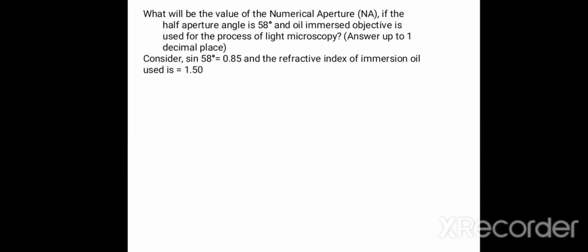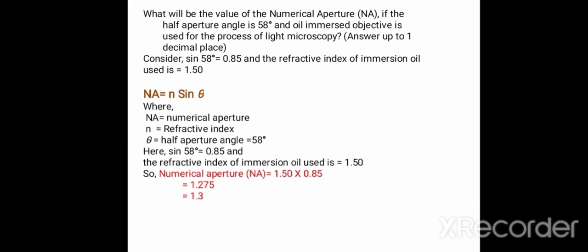Next question. What will be the value of numerical aperture if the half aperture angle is 58 degree and the oil immersed objective is used for the process of light microscopy? Consider sin 58 degree is equal to 0.85 and the refractive index of immersion oil used is 1.50.